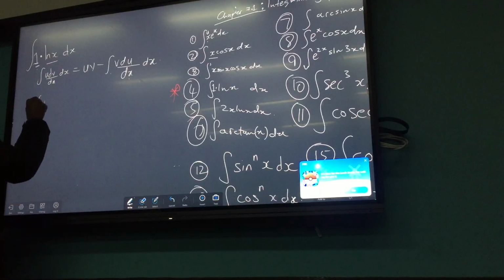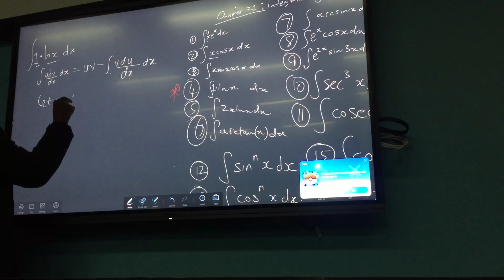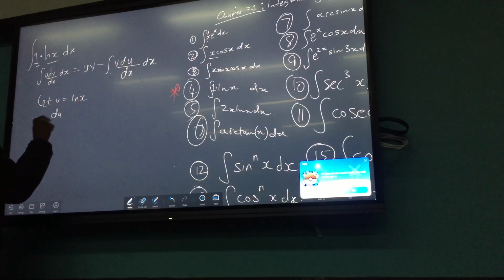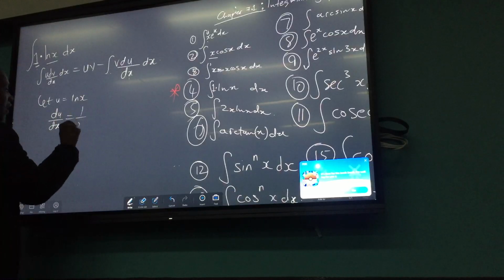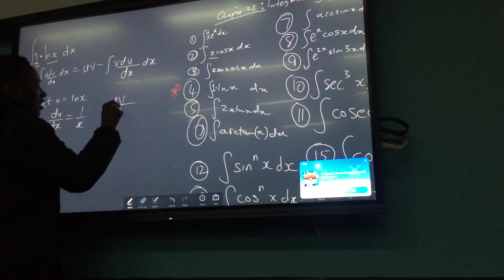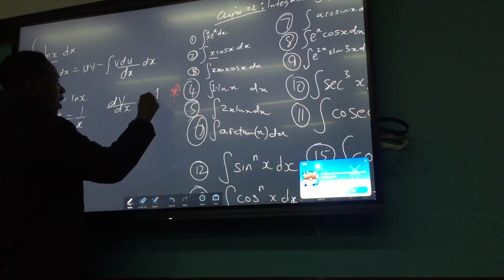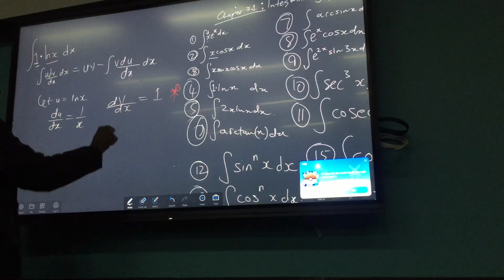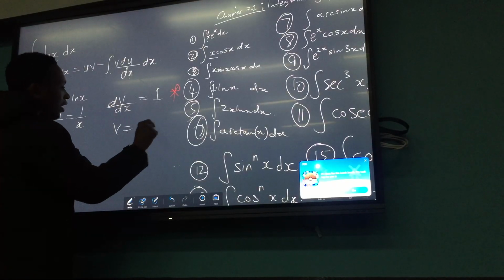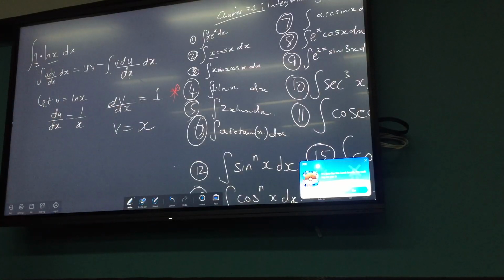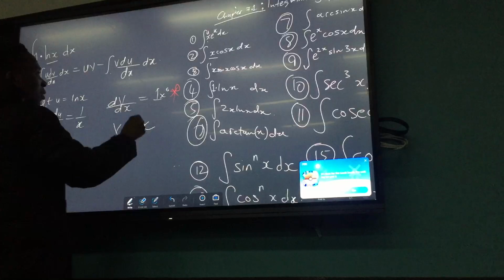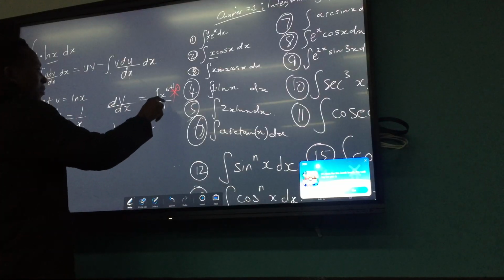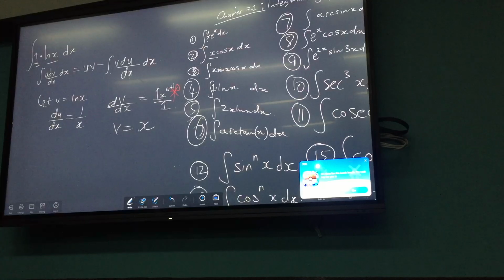So we're going to then say let u equals ln x, du over dx equals 1 over x, dv over dx equals 1, because that's automatically what's left after we've made u ln x. Now we have v equals x, the integral of 1 with respect to x. This is the same as 1 times x to the power 0. So we're adding 1 to the power, dividing by the resulting power, which is x to the power 0 plus 1 over 1. So it gives us x to the power 1.